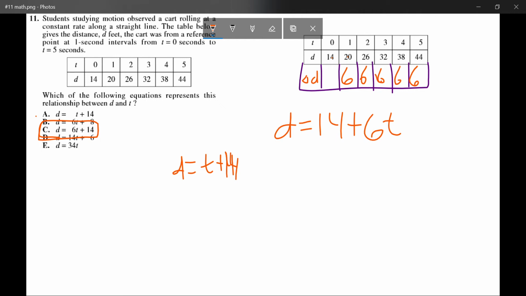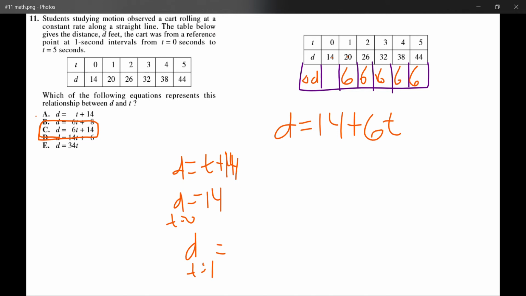And at 0 seconds, it works. At D, at time equals 0. Let's try at D for time equals 1. We'll have 1 for T plus 14. That's 15. Did we have 15? No, we had 20. So we could have marked out A. And you could do that for B, C, D, and E until you found one that worked for each time interval. So that's a couple different ways you could solve this type problem on the ACT exam.